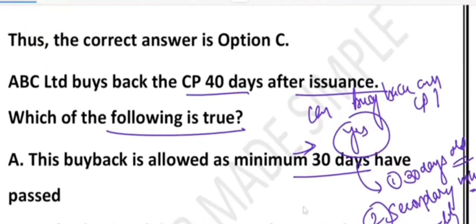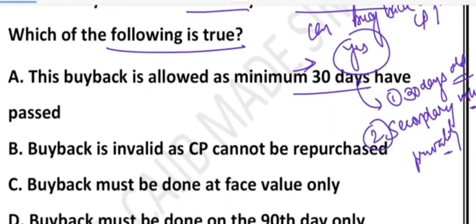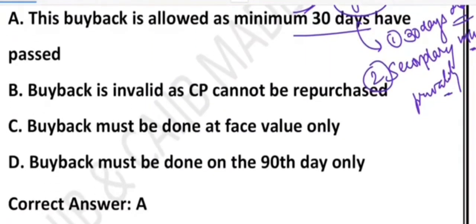Now, as per the RBI rule, you must remember that buyback of CP is allowed through the secondary market only. First point, it must be done after 30 days from the issue date. And it is always done at the market price, not necessarily at the face value. Now, in this case, what we are observing is that CP was issued for 90 days.